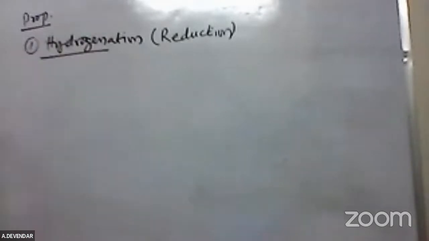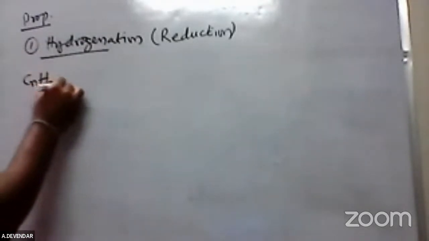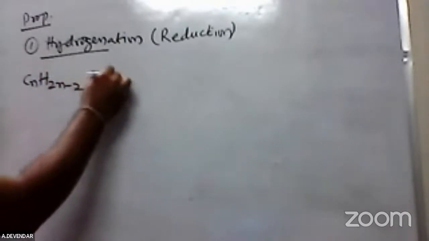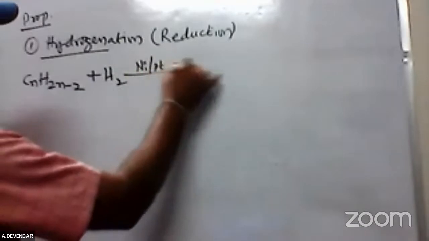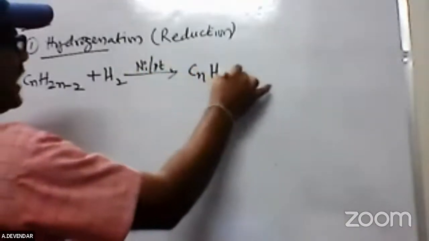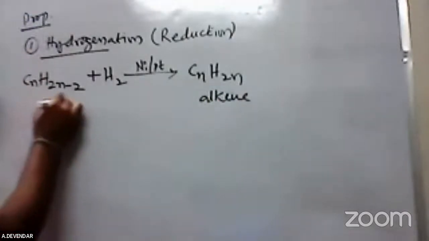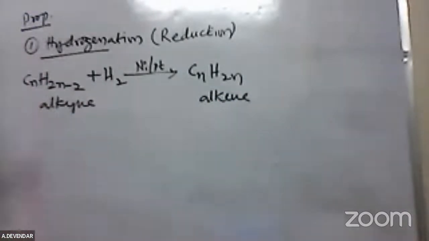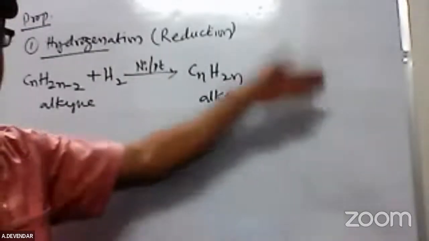Hydrogenation is nothing but this: when the general formula is CnH2n-2, adding hydrogen in the presence of a nickel or platinum catalyst, what happens? You get CnH2n, which is nothing but an alkene. This is an alkyne. Very simple property. This is used for the preparation of alkenes, or if you hydrogenate further, you get alkanes.